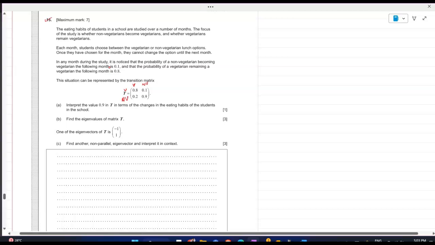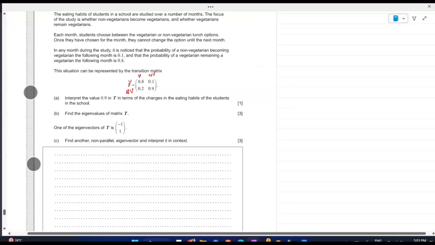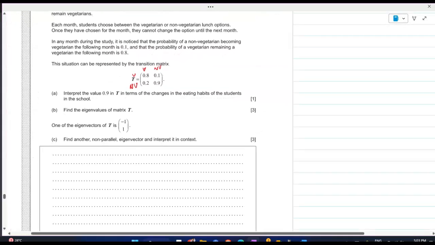So this is non-veg. You have to see, you're reading it this way basically. Interpret 0.9 in T. So what is 0.9 in T? 0.9 is the probability of a non-vegetarian remaining non-vegetarian.